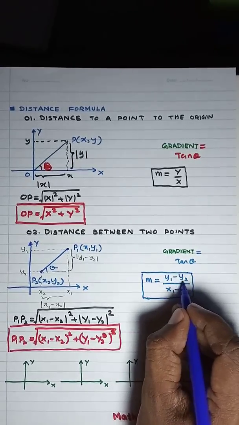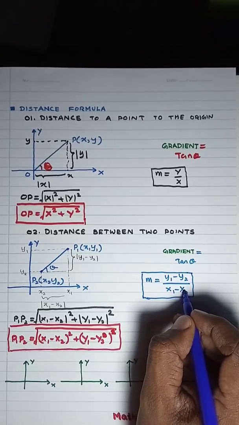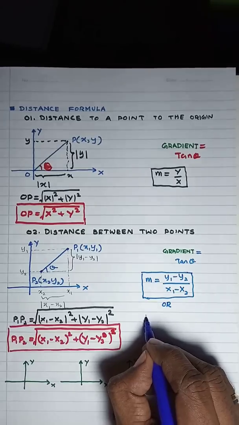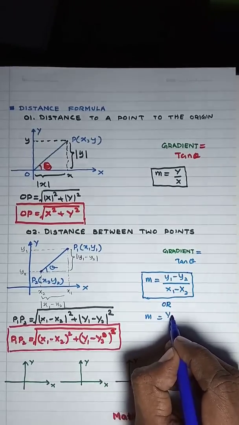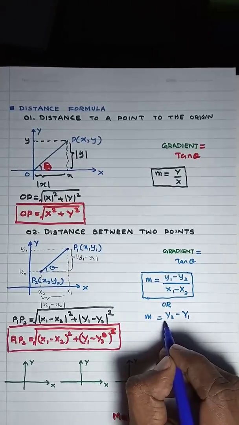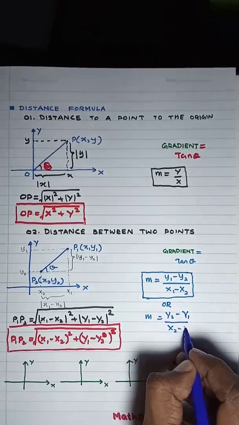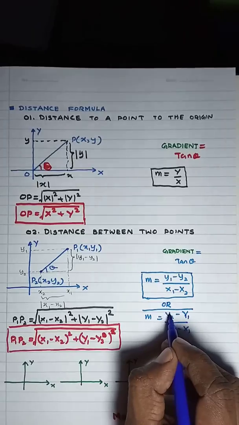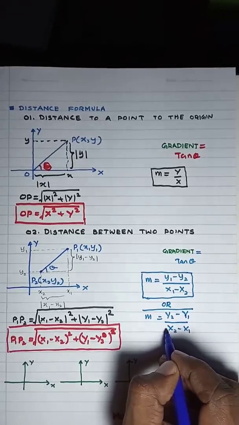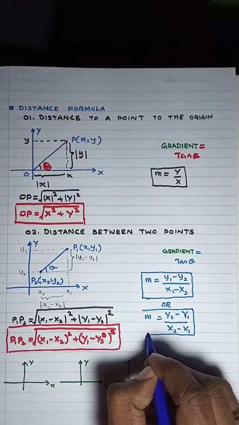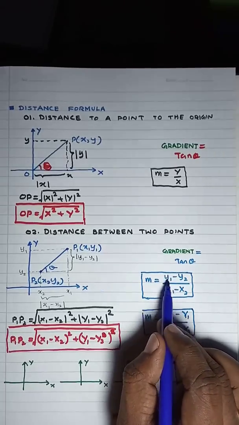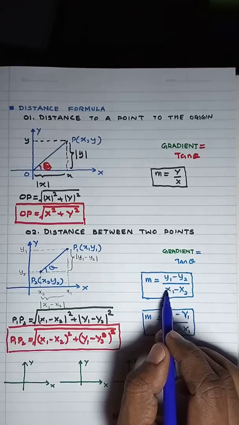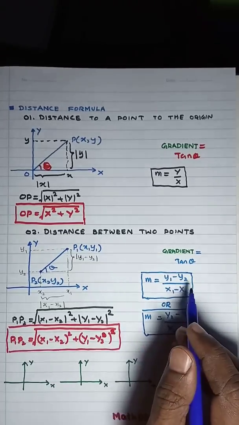Here you write y1 minus y2 and x1 minus x2. Also, m equals y2 minus y1 over x2 minus x1 is possible. When you start from the second coordinate in the numerator, the denominator also starts with the second coordinate. When you start with the first coordinate in the numerator, the denominator also starts with the first coordinate. That is the gradient.